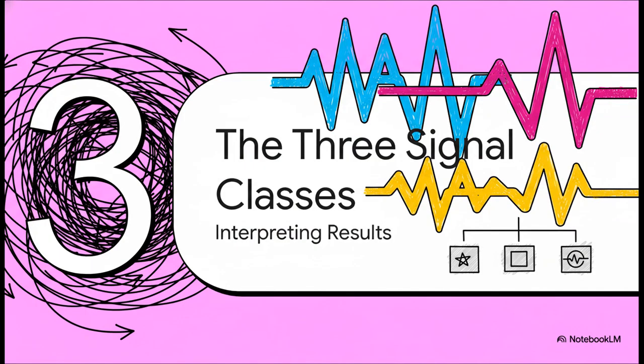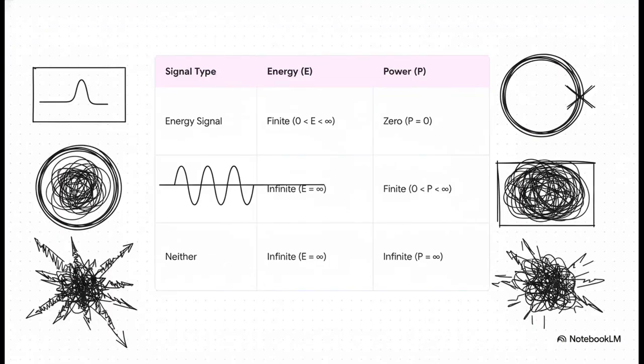Okay, so you've done the math, you've calculated your E and P values. Now what? What do these numbers actually mean? Well, this is where classification comes in. Your results will sort any signal into one of three very specific categories. This table is basically your roadmap. So, first up, if you calculate the energy and get a finite positive number, you've got an energy signal. And it makes sense that its average power would be 0, right? Because you're spreading a finite amount of energy over infinite time.